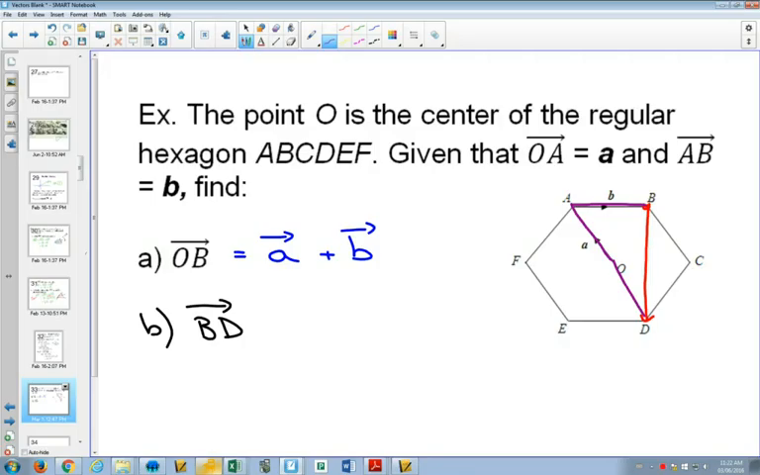So writing that out, the purple path would be negative B once plus negative A twice, which would be the same as writing negative B minus 2A.